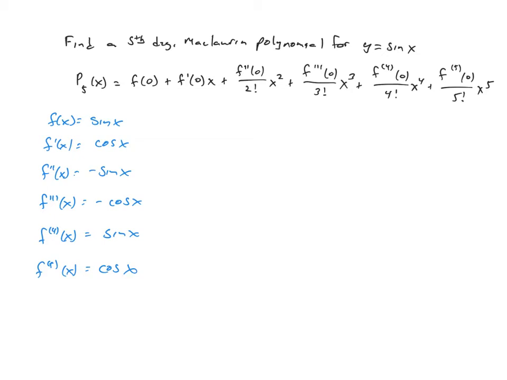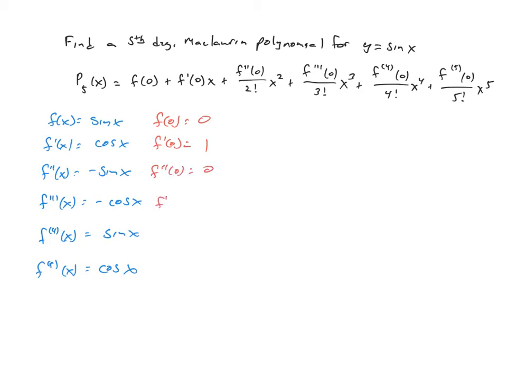So f of 0, in this case, the sine of 0 is 0. So all of the ones involving sine are going to end up being 0. F prime of 0, well, the cosine of 0 is 1. So all those involving the cosine are going to come out to be either 1 or negative 1. So the second derivative is 0.